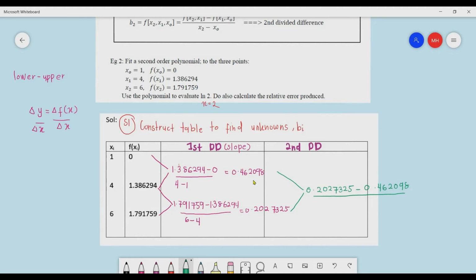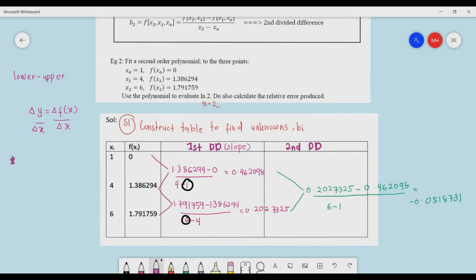So what is the value that you will take? The last value of x. If you follow this arrow, this one, 6, minus the initial value of x, which is 1. So 6 minus 1, or you can see here 6, this is the last value of x, minus 1. So the answer here for the second divided difference is negative 0.0518731.